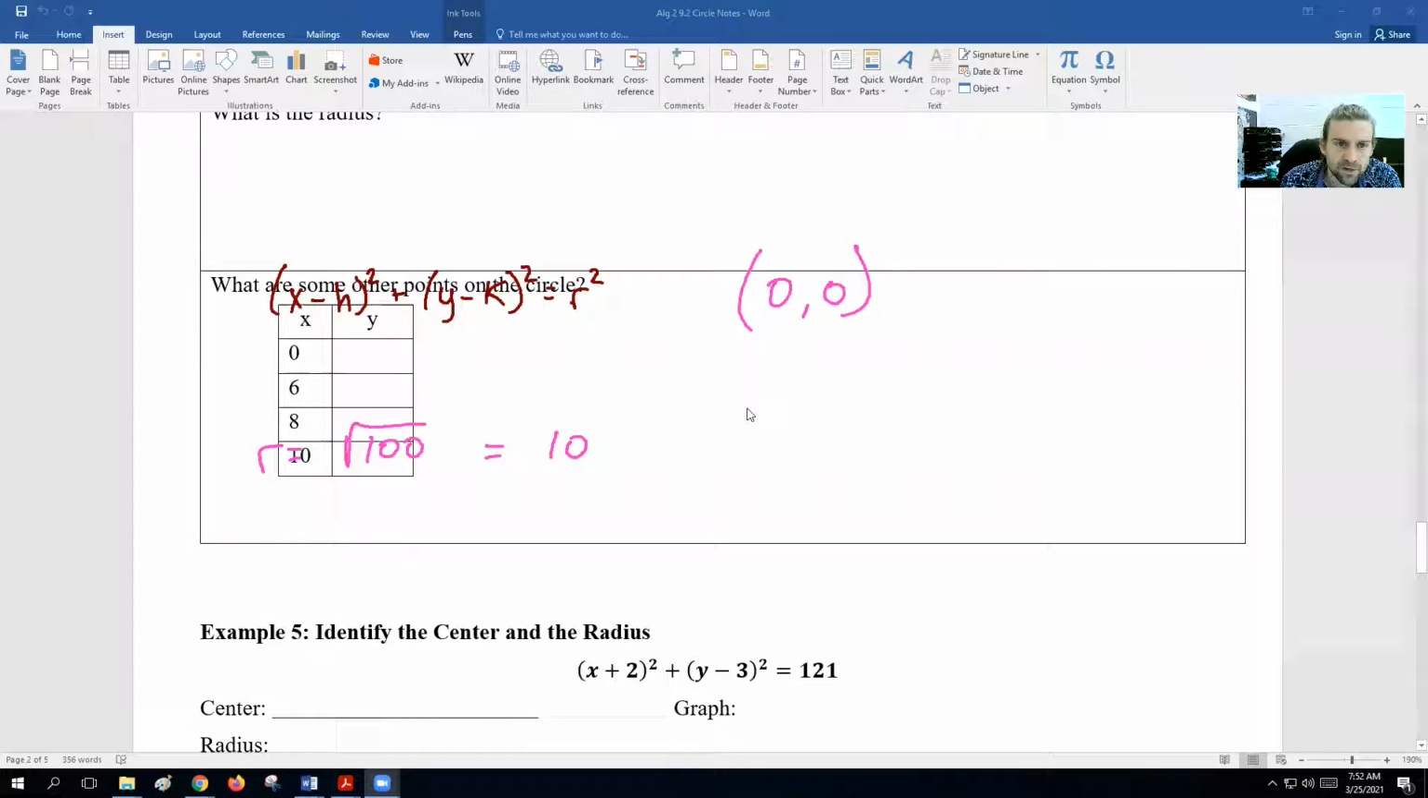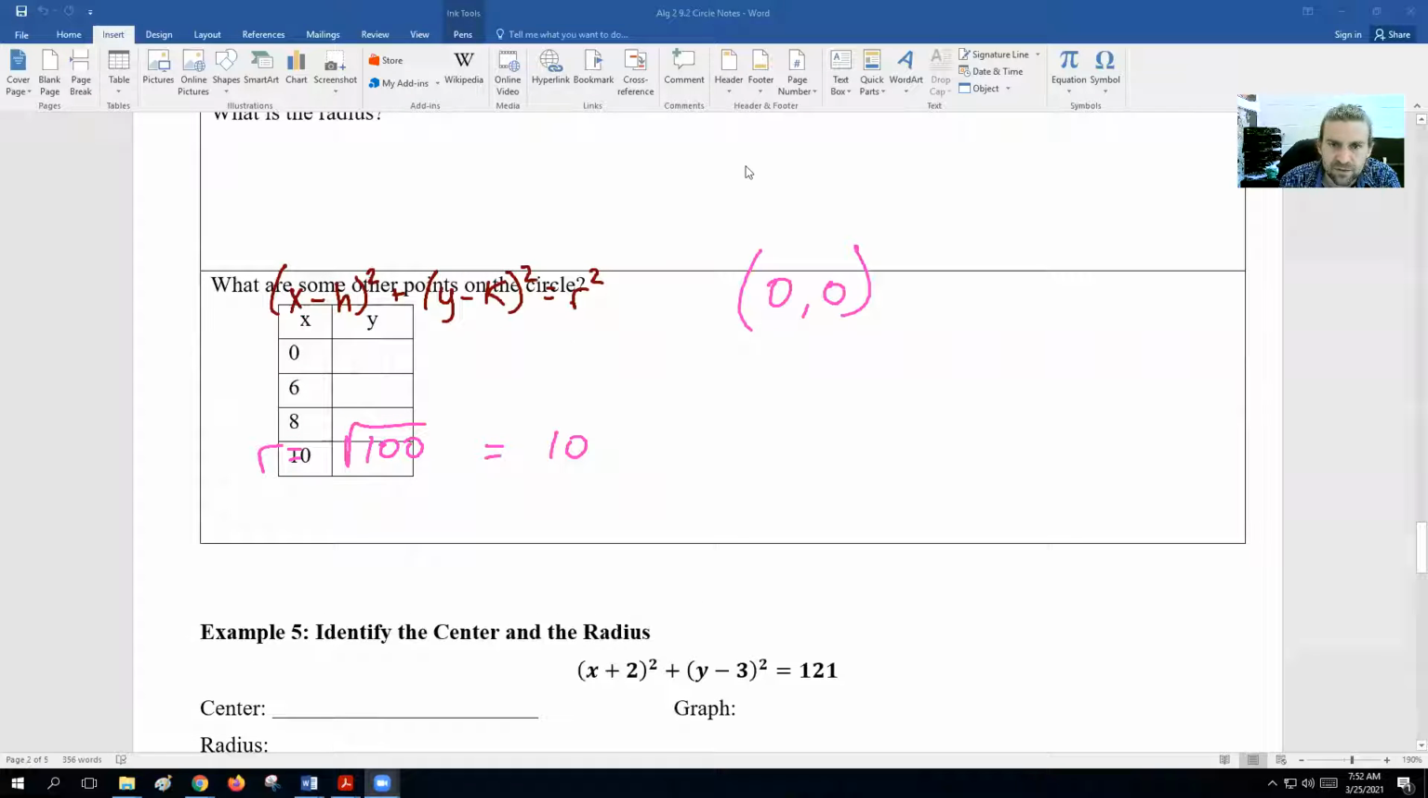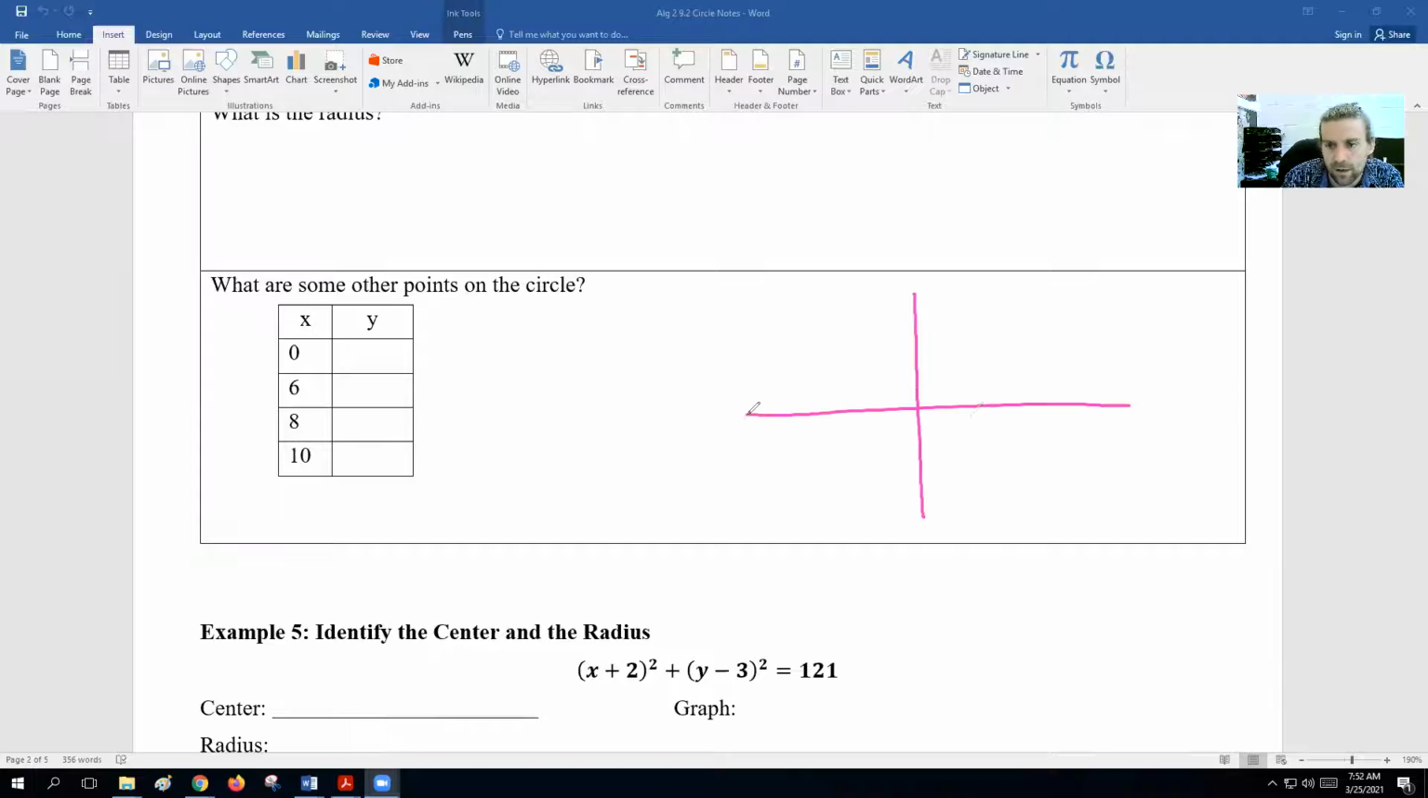Okay, so what we want to do here is plot this. Now, they have some points over here just to kind of help you out. What I'd like to do here is keep it real simple. I know the center is at 0, 0, and I like to mark that, even though that's technically not a point on the circle, it's just to help us out. Now, since the radius is 10, that means we can go any direction of 10. We can go up, diagonally, left, right, whatever.